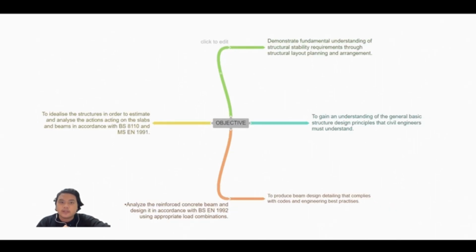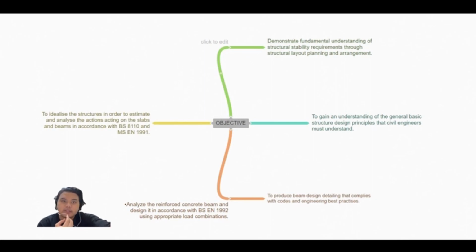Next is objective. What is our objective? To gain an understanding of the general basic structural design principles that civil engineers must understand as future engineers, so we must learn and know how to do it. Second is to demonstrate fundamental understanding of structural stability requirements through structural layout, planning, and arrangement. To analyze the structures in order to estimate and analyze the actions acting on the slab and beams in accordance with BS 8110 and MS EN 1991.